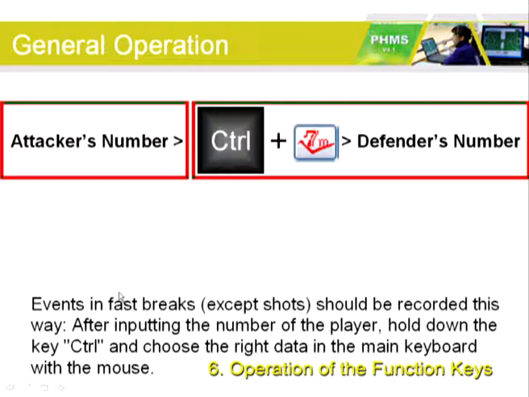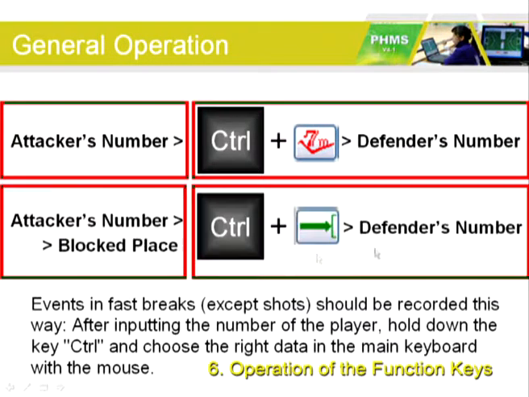Let's go back to this interface. And there is a last one, a special one. It's a block during the fast break. Because as we remember, for a block we must have a block place like a shot. So we must input the attacker's number first, and then the place where it was blocked. And then we press down the control key, at the same time click the block function key, and the last is the defender's number. So it is a little complicated.